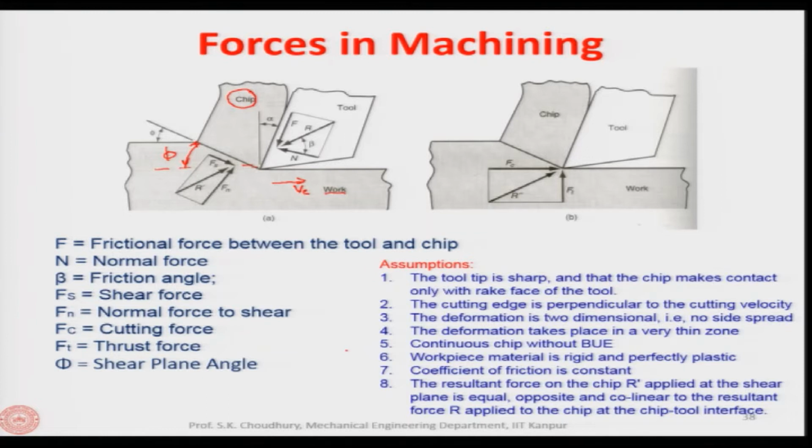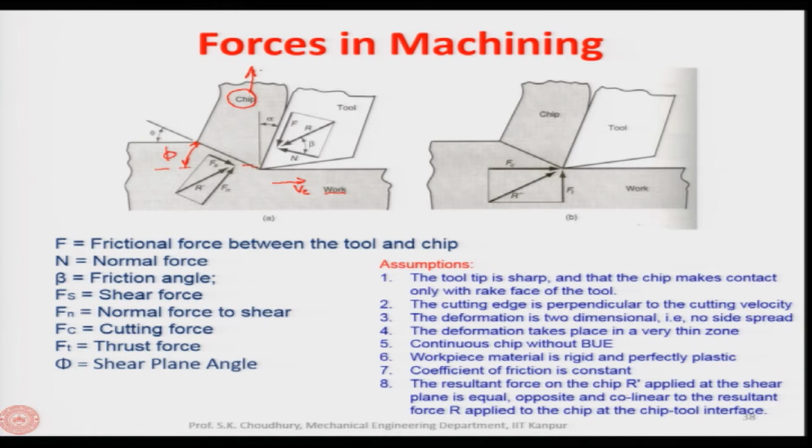Once again I will repeat that here we have a resultant force which is acting on the chip, and this is the resultant force acting on the chip from the workpiece side. Now, this resultant force is acting on the chip through the shear plane, and this resultant force R acts on the chip from the tool through the rake face of the tool. Okay. So, they have to be equal, opposite and collinear, so that their summation will be equal to 0, so that the chip moves at a constant velocity.